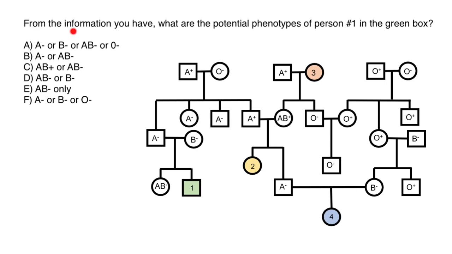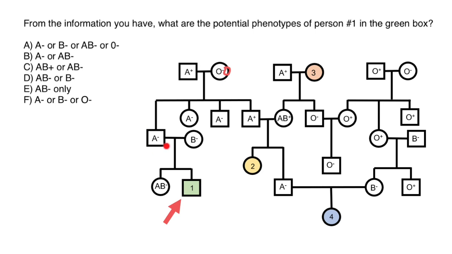And here's a question. From the information you have, what are the potential phenotypes of the person number 1 in the green box? So here's the person number 1, and we have to find what potential blood group this person can be. On this pedigree, the family history of the mother of person 1 is not shown, but the family history of the father of person 1 is shown. We know he is the parent, and father belongs to blood group A, mother belongs to blood group O. And blood group O is made by only one genotype, which is OO. So we know that the genotype of this person has to be OO.